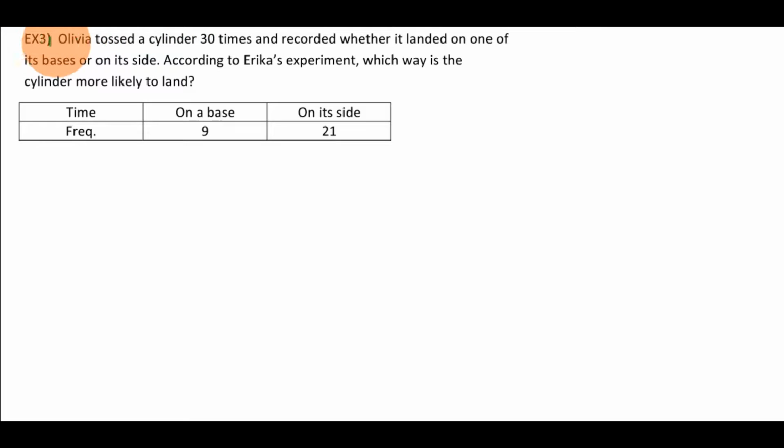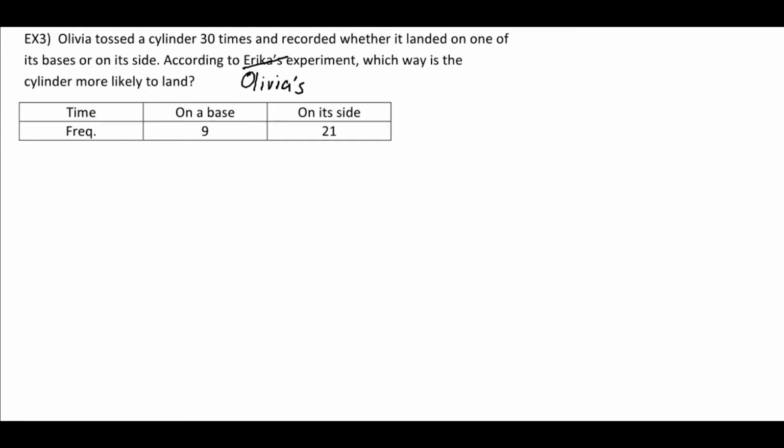So this last example says Olivia tossed a cylinder 30 times and recorded whether it landed on one of its bases or one of its sides. According to, it says Erica's, that's a typo, let's cross that off. It should say Olivia's. So according to Olivia's experiment, which way is the cylinder more likely to land?